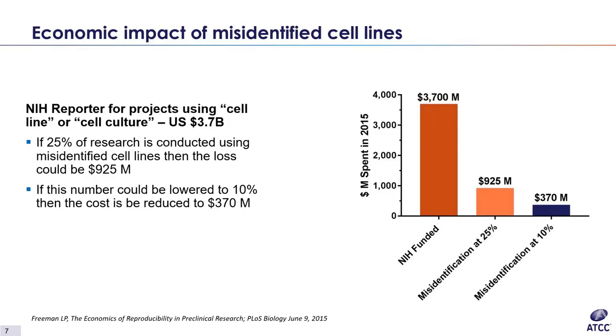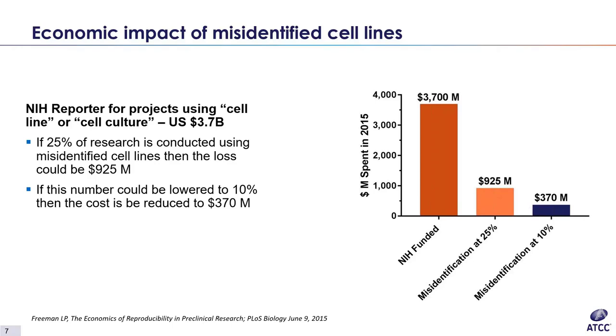Using misidentified cell lines bears a high economic impact as well. In 2015, a study by Friedman and colleagues aimed to estimate the direct costs of irreproducible research. They did a search of NIH Reporter for projects using cell line or cell culture, and this search suggests that NIH currently funds about $3.7 billion annually on research using cell lines. Given that a quarter of these research projects apparently use misidentified or contaminated cell lines, the monetary loss could be up to $925 million, almost $1 billion. And even if only 10% of research is conducted using misidentified cell lines, the loss is still upwards of $370 million.